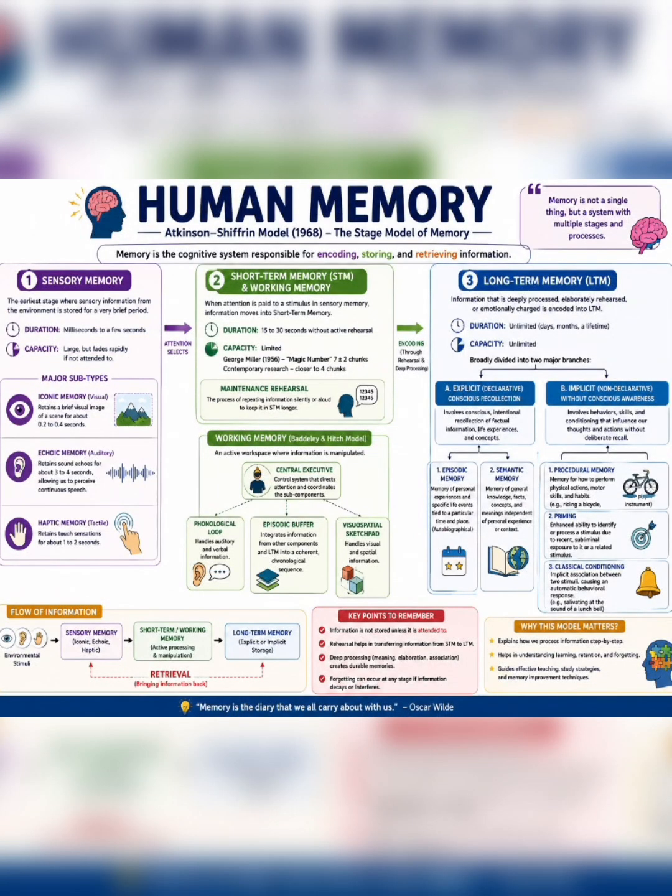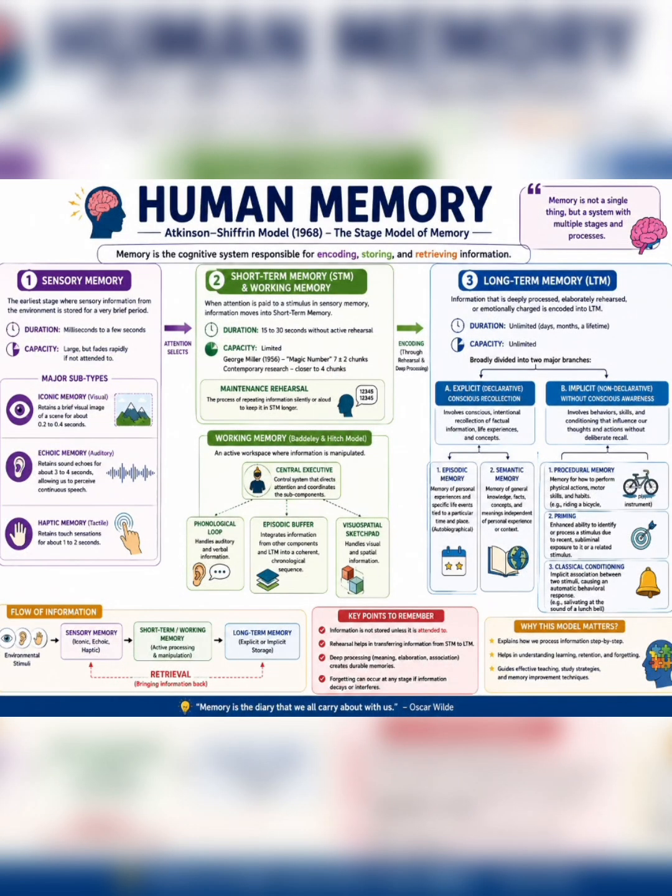But modern cognitive science expands this into working memory, specifically the famous Baddeley and Hitch model shown in the green center block. Working memory is an active workspace where information is actively manipulated, governed by a central executive control system that directs attention and coordinates three subcomponents. That is the phonological loop, the visual spatial sketchpad, and number 3, the episodic buffer.